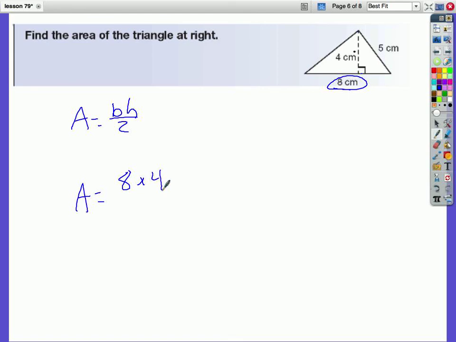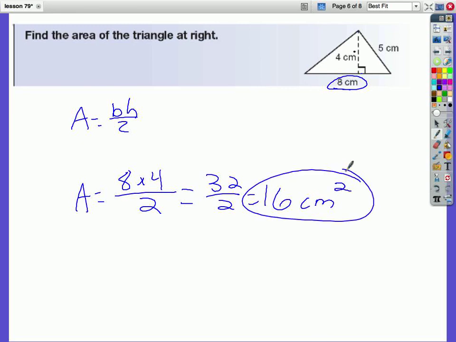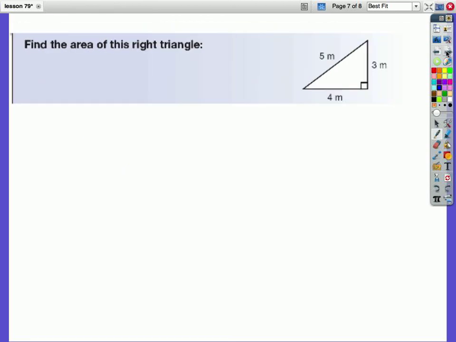So we have the base times the height, and we're going to divide by 2. Multiply 8 times 4, I get 32. Divided by 2, I get 16. I need a label: centimeters. Remember, area is always squared. So the base times the height divided by 2. Got to remember that divided by 2 part.